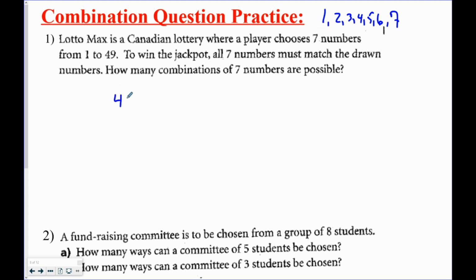So there's 49 possible numbers, and you are going to choose 7 of them. Now, this is definitely something you type in to your calculator, and you're going to get 85,900,584. So if you buy 1 ticket, you got a 1 in that chance of winning. So it's about a 1 in 86 million chance.